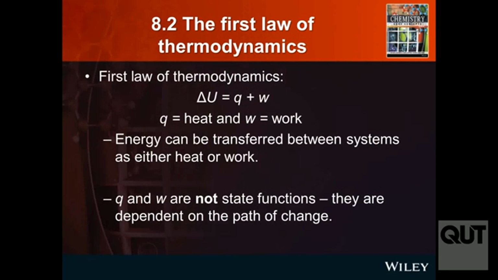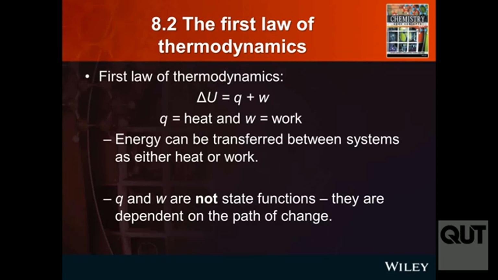So another way to discuss the first law of thermodynamics is delta U is equal to Q plus W. That is, the internal energy of a system is equal to the heat plus the work. Energy can be transferred between systems as either heat or work. So that's another way of saying what that equation is telling us. Now it's important to understand that Q and W are not state functions. They are dependent on the path of change.